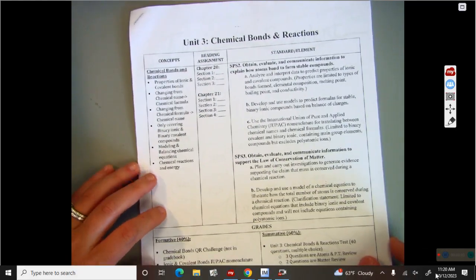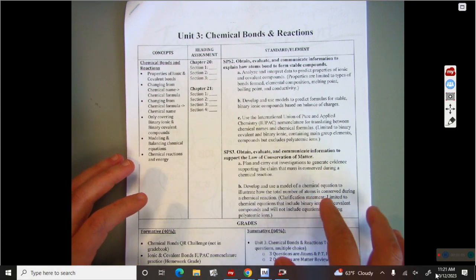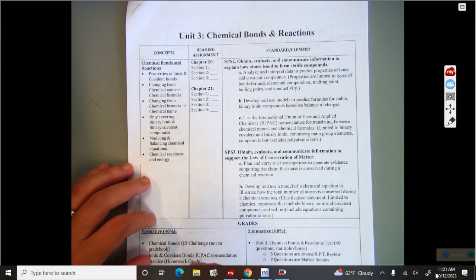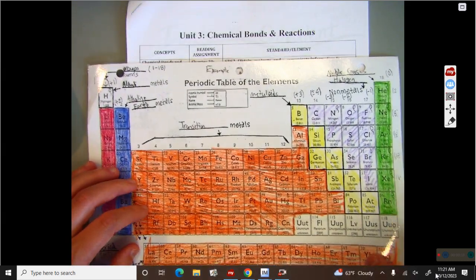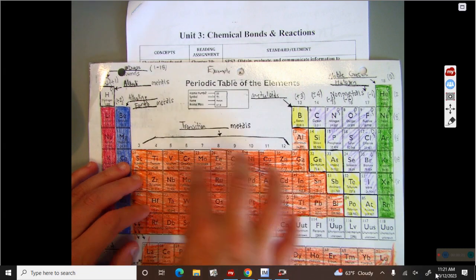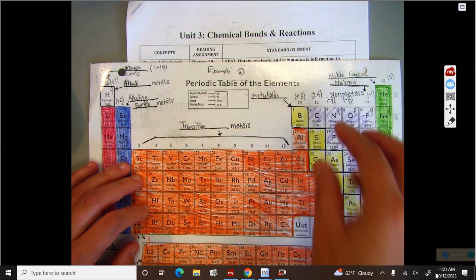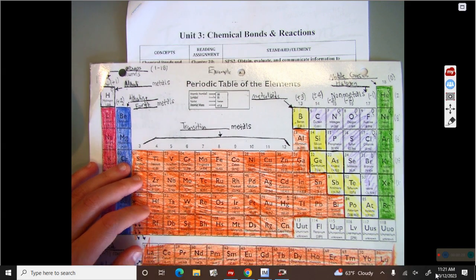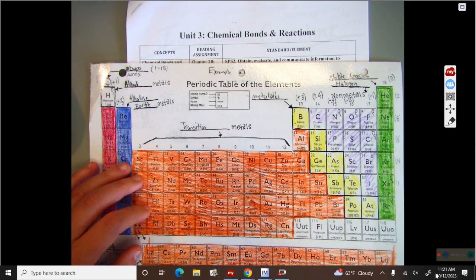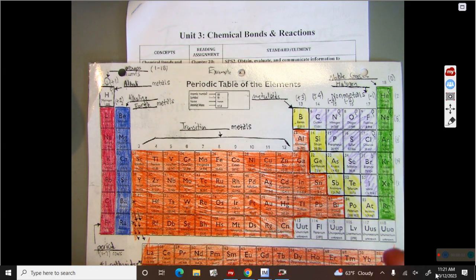This is unit 3, so whatever we do for unit 3 will be behind the third divider in your notebook. Unit 3 is called chemical bonds and reactions. We're going to be looking at the periodic table, and in the last unit we looked at the different elements, the charges they had, how reactive they were, and now we're going to put that into practice, and we're going to see what happens when these elements interact with each other, which elements want to interact with each other, and which elements don't want to react at all.